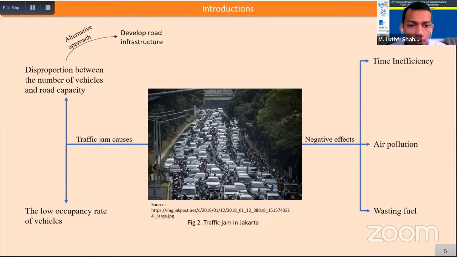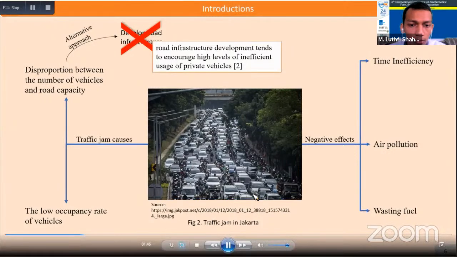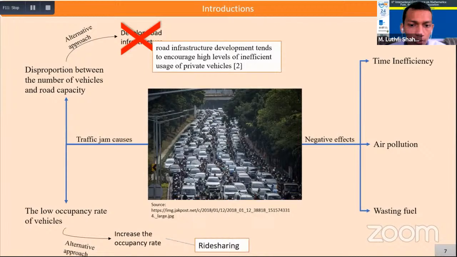Basically, there are two traffic jam causes: the disproportion between the number of vehicles and road capacity, and the low occupancy rate. One of the alternative approaches to reduce traffic jams is to increase road infrastructure development. But according to Shafruddin, his research says that road infrastructure development tends to encourage high levels of inefficient usage of private vehicles.